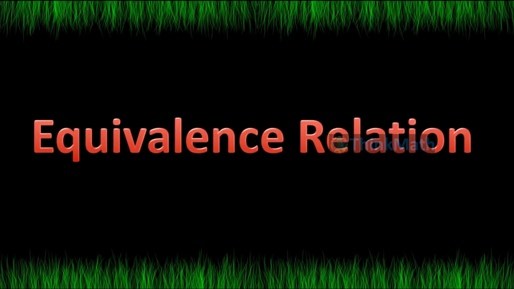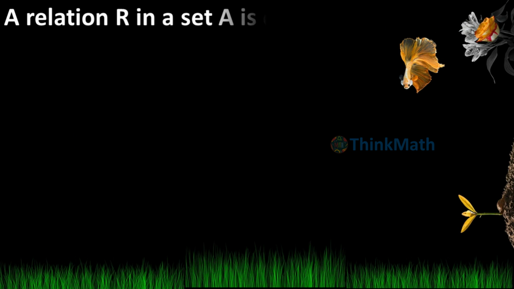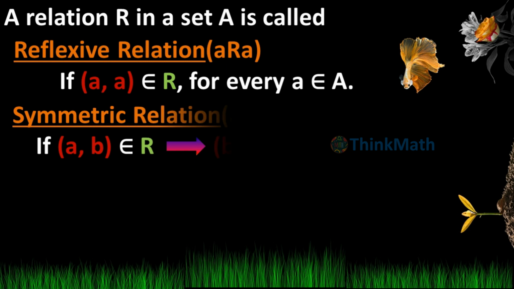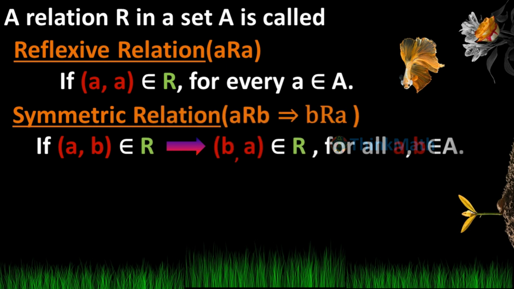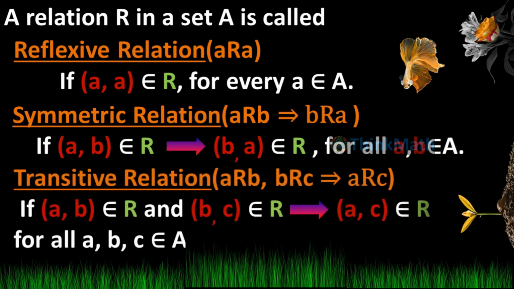Equivalence relation. A relation R in a set A is called a reflexive relation if (a, a) belongs to R for every a belongs to A. Symmetric relation: if (a, b) belongs to R implies (b, a) belongs to R for all a, b belongs to A. Transitive relation: if (a, b) belongs to R and (b, c) belongs to R implies (a, c) belongs to R for all a, b, c belongs to A.